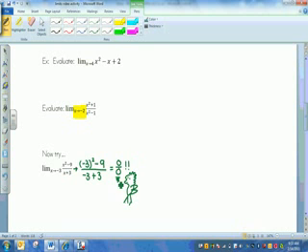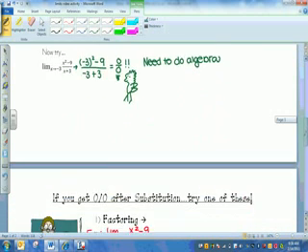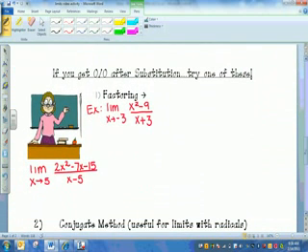So every time you get 0 over 0 after substitution with limits, you need to do algebra. And there are 3 different types of examples that you can have when you get 0 over 0. The first one involves factoring and canceling.